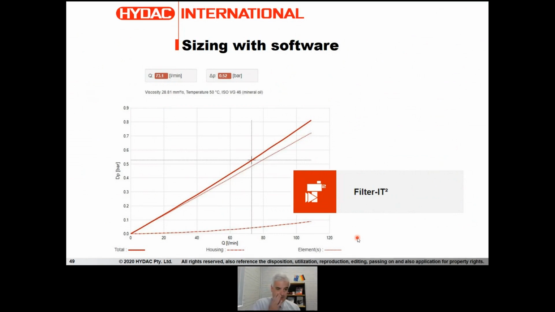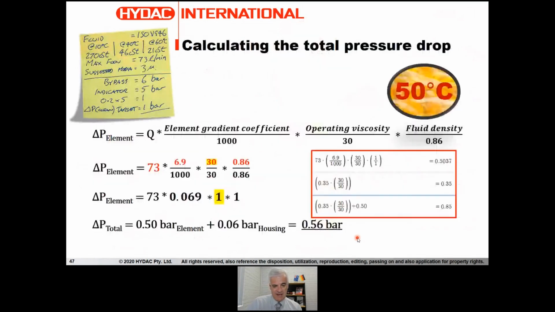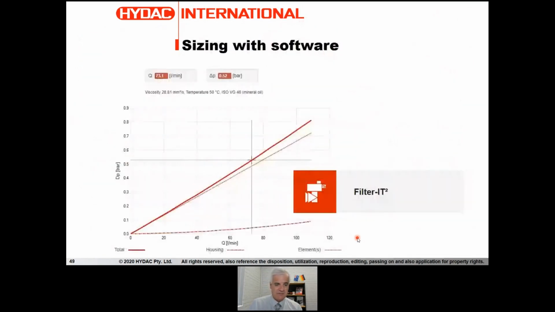And you can see here what I've done is I've put the same data in as we had with the manual calculation. So I had 0.56 bar as my total pressure drop. The software gives us 0.52 bar. So very, very accurate. Doesn't make any difference if you do it manually or, of course, using the software. But the software, of course, will give you some lovely graphs as to how this actually works, and it's easy.